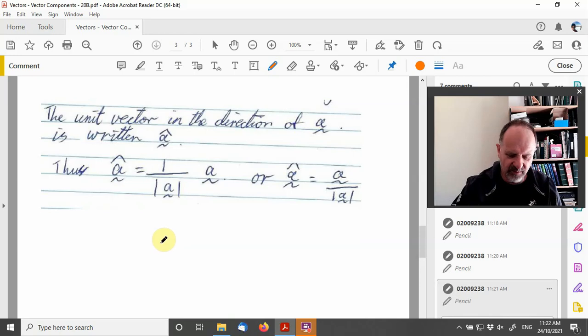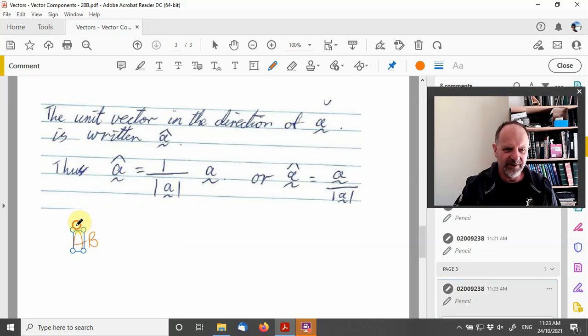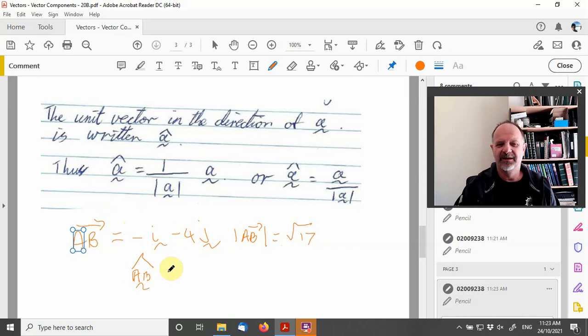So the one up there that I had before, vector AB was minus i minus 4j, and the magnitude of vector AB was root 17. So unit vector AB would be minus i minus 4j on root 17.